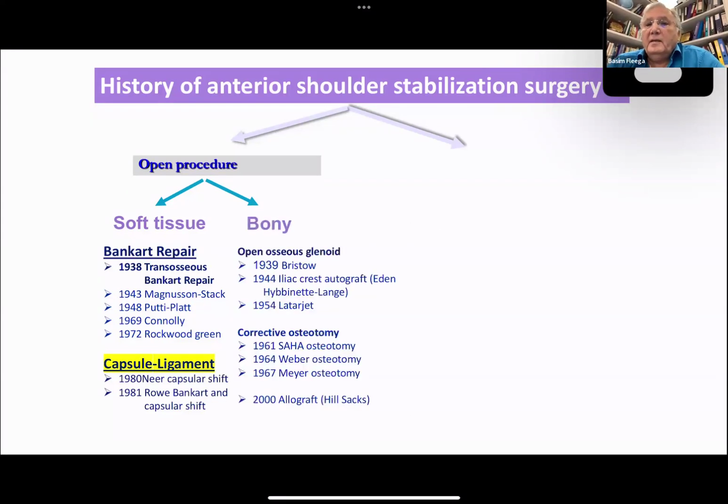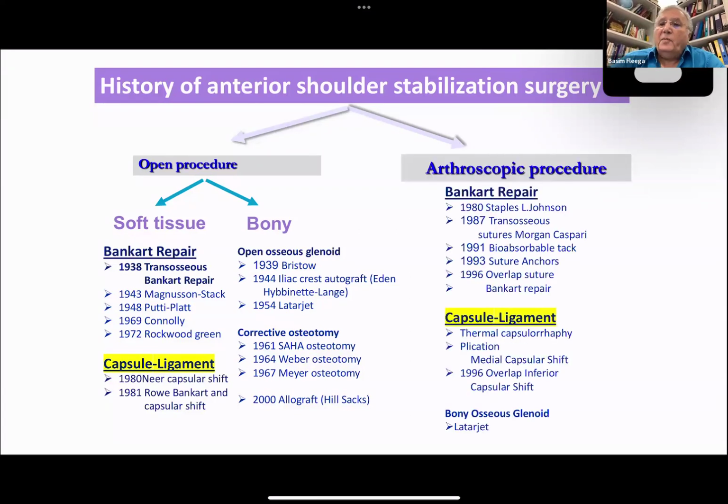Bony surgeries were also considered at that time. In 1939, Bristow, 44, iliac crest autograft, and in 1954, Latarjet, as well as corrective osteotomy like Saha, Weber, and Meyer.